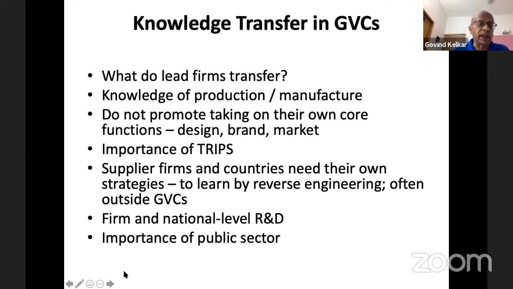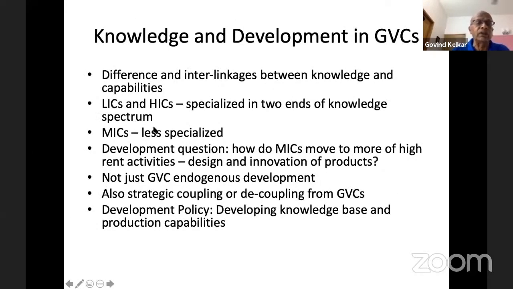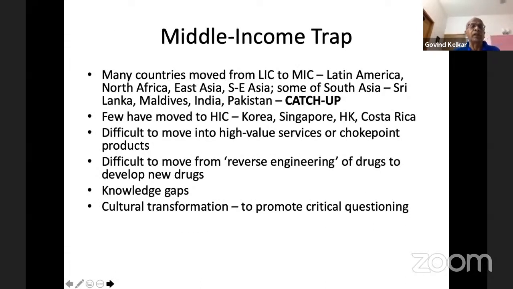So if you have companies, which are the LIC companies, mainly carrying out the assembly of products, and then you move further to carry out what is called full package supply, then you may become a middle income country. Like many countries of Asia and Latin America have moved to middle income status. For instance, Sri Lanka, Maldives, India, Pakistan, now Bangladesh very soon will overtake India in per capita income. It will also be a middle income country. So many have moved to middle income country, but very few have moved into becoming a high income country. So that is what we largely call the middle income trap. You can move more easily from LIC to MIC, but movement from MIC to HIC is much more difficult and something that very few countries have actually managed to do.